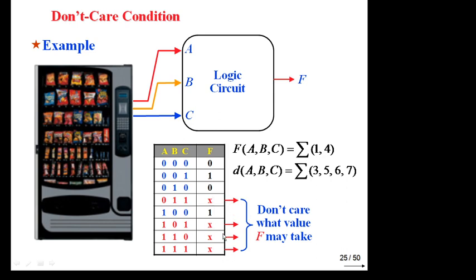When these don't care terms are used to form any group such as quad, pair, octet, at that time the value of that don't care term becomes 1. If it is not used, then its value becomes 0. Okay, in this case there are 2 min terms and 4 don't care terms.